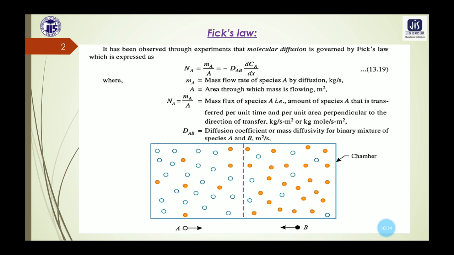In a similar manner, the higher concentration of species B from the right compartment will try to move to the left compartment, where the concentration of species B is lower. So that means the transfer of species A and species B will occur.